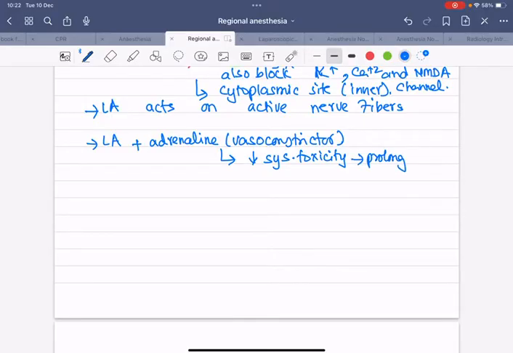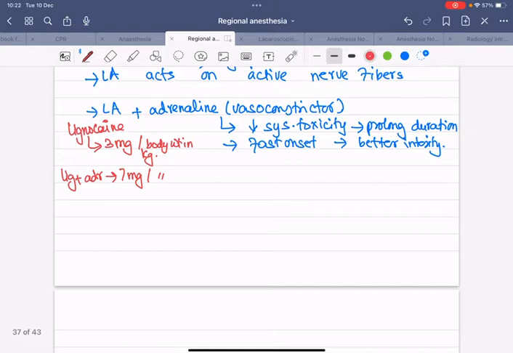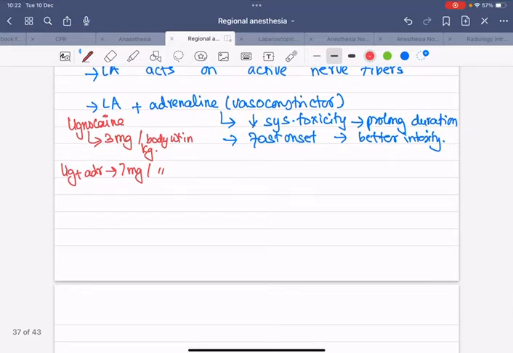It will prolong the duration of the drug. It will have a faster onset, and it can have better intensity also. For example, if you are giving lignocaine to the patient, please remember lignocaine alone we can give only 3 mg per kg body weight. But when I am adding lignocaine along with adrenaline, I can increase my dose up to 7 mg per kg body weight.